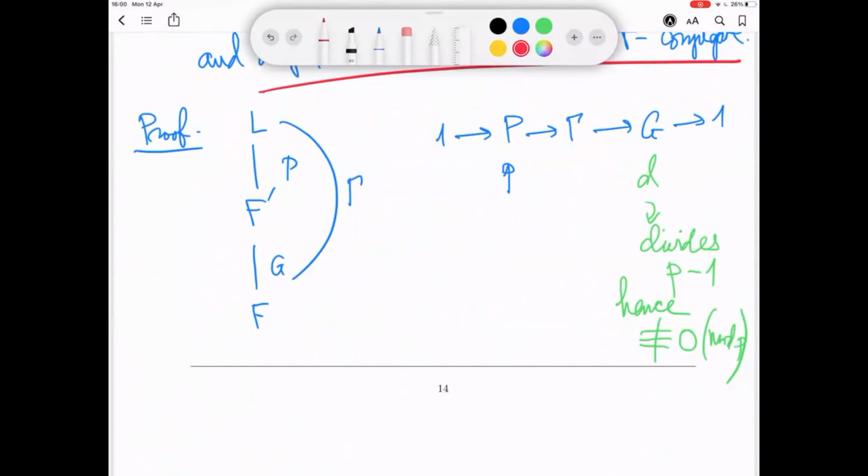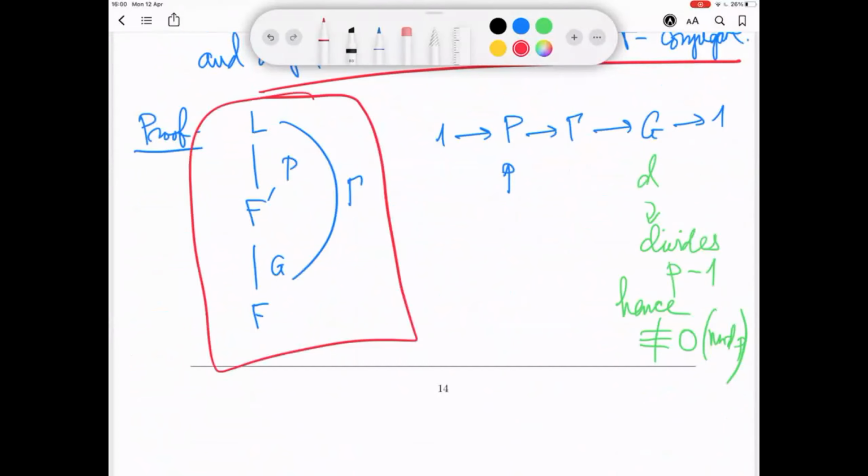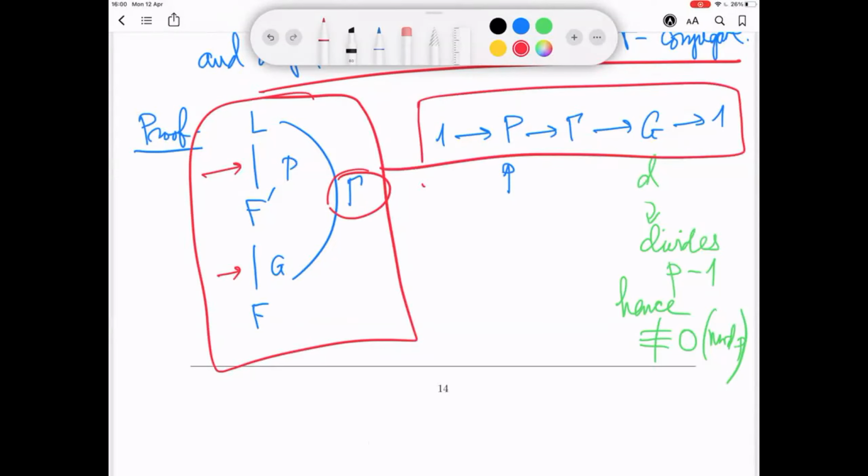And the proof is similar. This is what is given to you. I mean, this is the diagram. You are given that this G is cyclic of degree dividing p minus 1. This capital P is cyclic of degree p. And this L over F is Galois, so there's a Galois group gamma. And I have this short exact sequence. Let me call D the order of this group G. So this D divides p minus 1. In particular, it's prime to p.